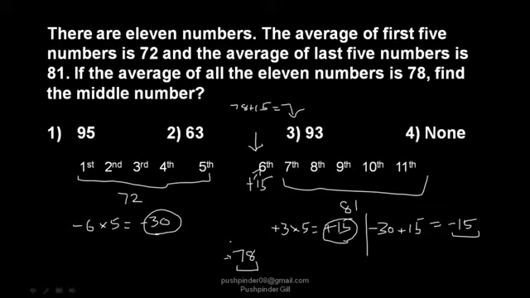I just calculated how much deviation I got. From here I got a -30, from here I got a +15. That means I'm left with that -15, and I want to cancel that out. For me to cancel this -15 out, I should be cancelling it by a +15, and there is only one number to get that. That means this number must be greater than the average by 15, that means the number must be 93. So I hope that is clear. Okay, so I'm gonna move forward.